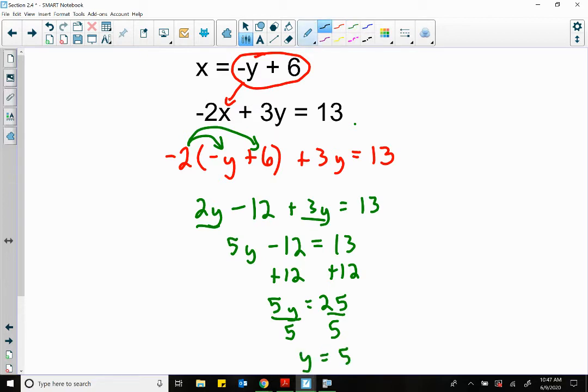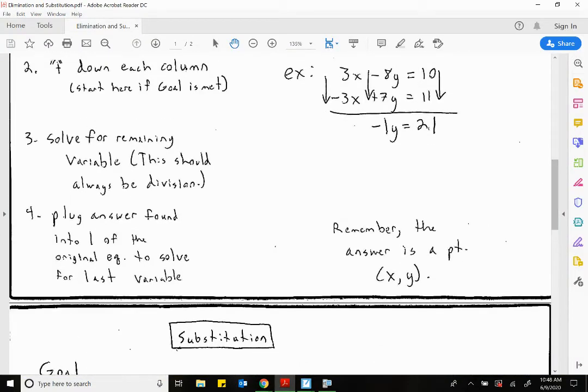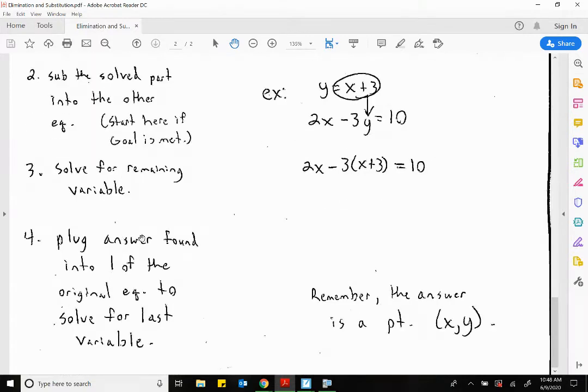And just like before, you're making a point here. We don't know what x is, but we do know that y is 5. So this last step, this fourth step, is just like what we did in elimination. Plug the answer found into one of the original equations and solve for the last variable. Look at this. Plug answer found into one of the original equations and solve for last variable. It's the same thing. Okay?